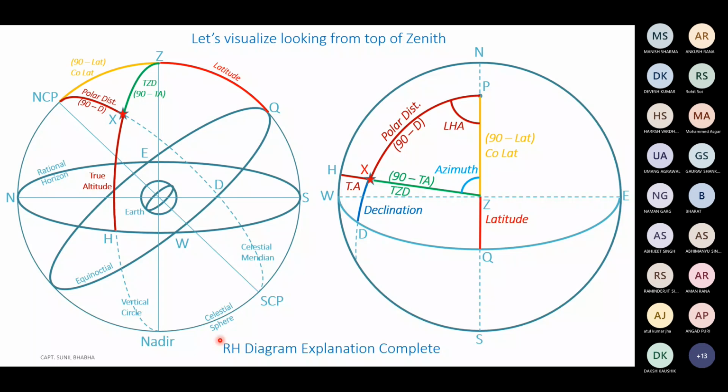I made both of them to make you understand their correlation with each other, so that you are able to understand the basic concept behind it. Now, once understood, we don't need to draw the celestial sphere diagram. We will be using the simplified version, that is the rational horizon diagram, and solving our questions. So, a very, very important concept of the rational horizon. The explanation is completed now.